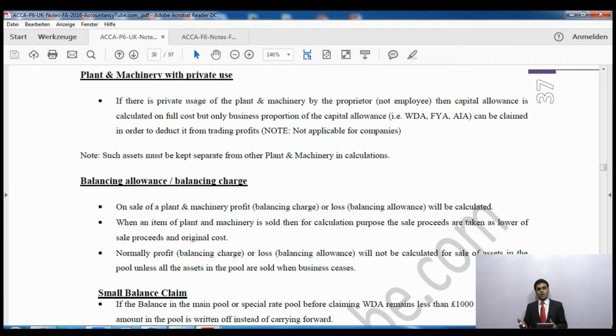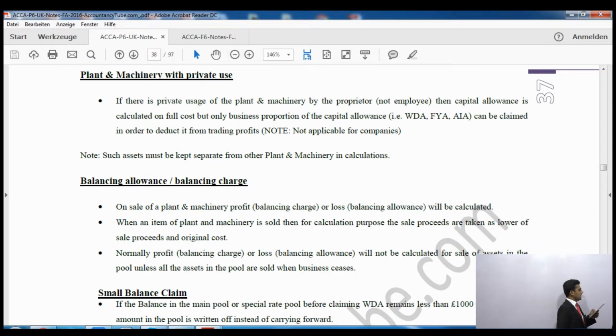Private use by the employees is not actually private use, it is a business expense. That's why this does not apply to companies, because in companies there is no proprietor who can use things for his private use. There are only employees, and if employees use anything for private use, that is a business expense. So that is the reason it says not applicable for companies. Another note says that such assets must be kept separate from other plant and machinery calculations. As I said, we'll make a separate column for that as well.